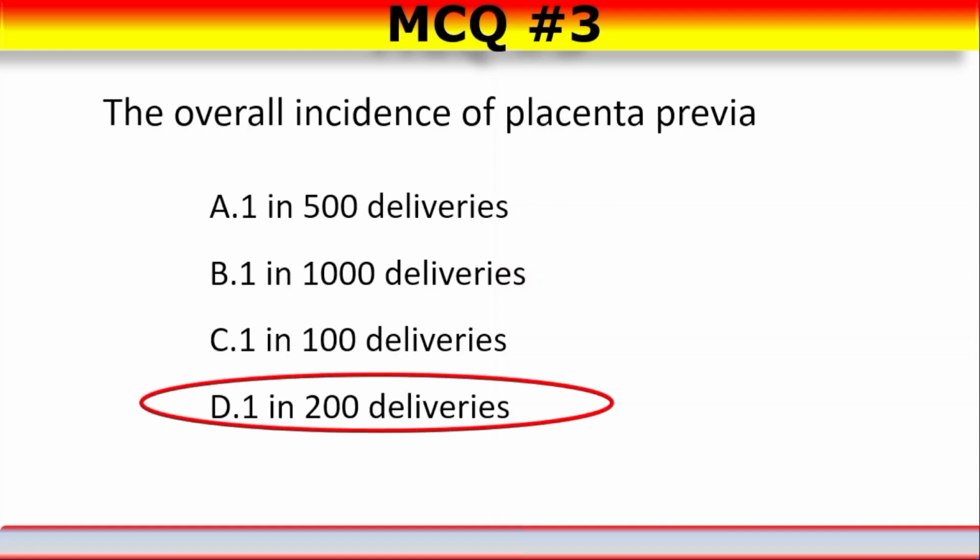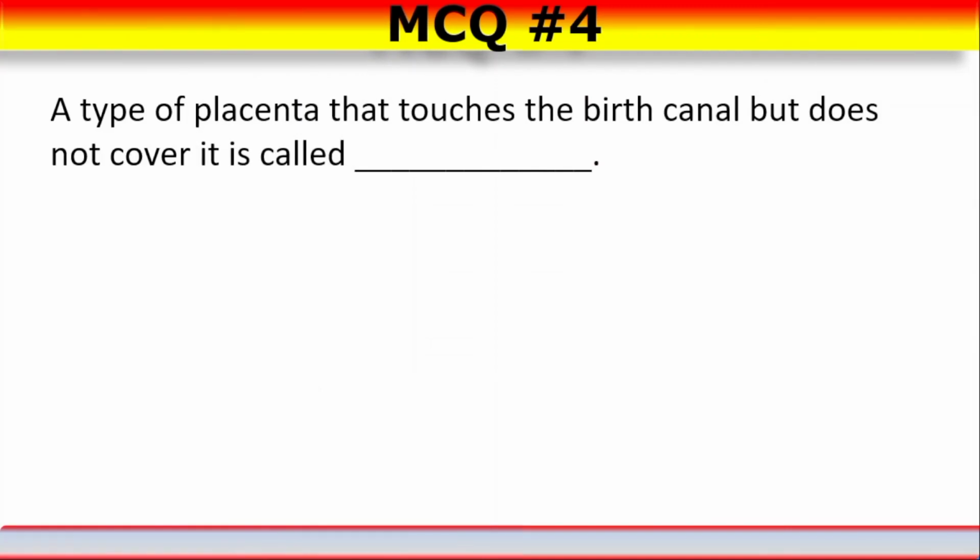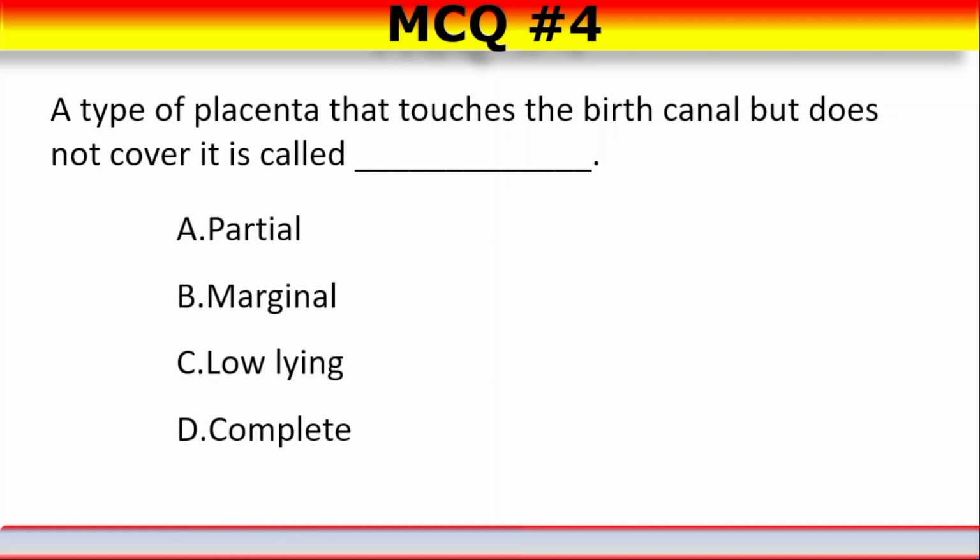So the correct answer is D. 1 in 200 deliveries. So the overall incidence of placenta previa is 1 in 200 deliveries. Question number 4. A type of placenta that touches the birth canal but does not cover it is called A. Partial. B. Marginal. C. Low-lying. D. Complete.